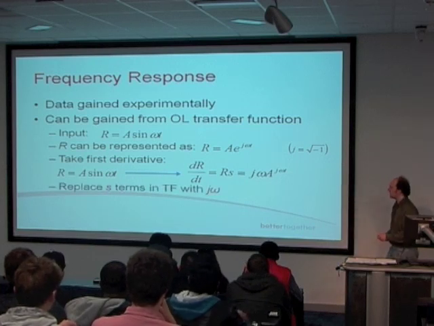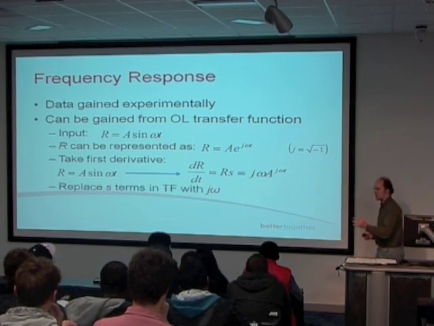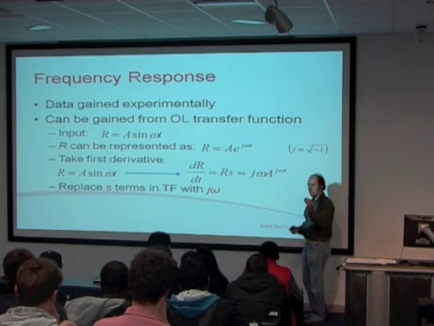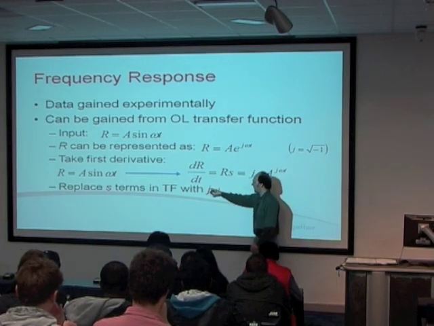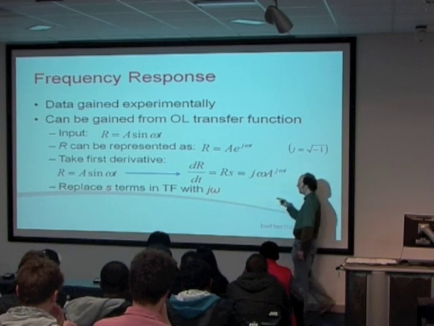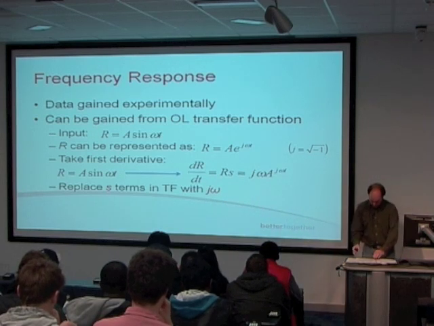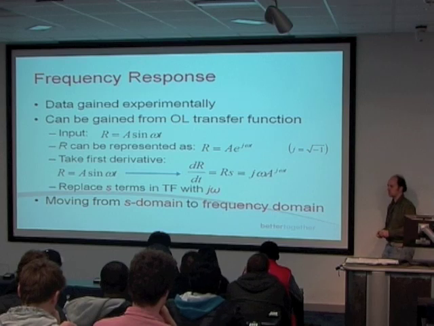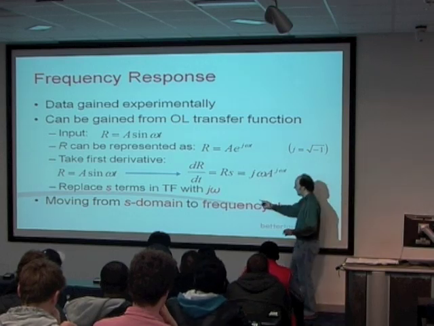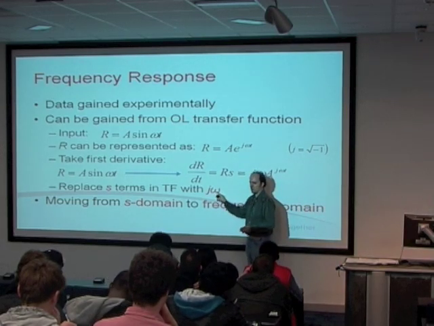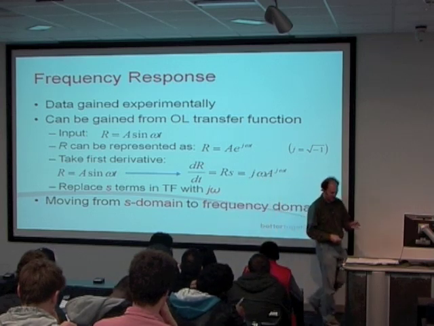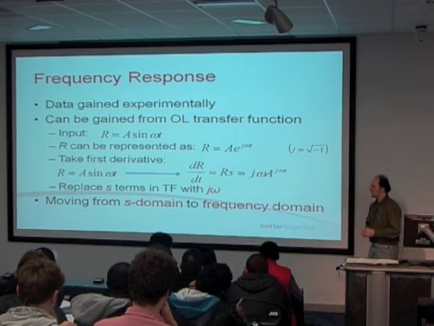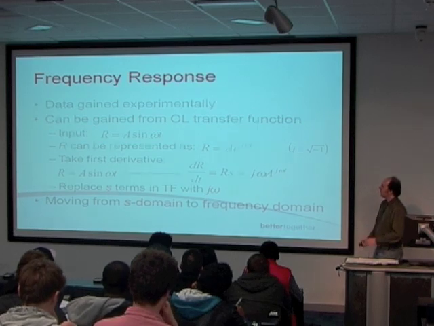And so what you do is you take your transfer function in the s domain, and everywhere you see an s, you replace it with j omega. Everywhere you see an s, you replace with j omega. And this allows us to move from the s domain to the frequency domain. And we've got a frequency domain where the driving frequency is omega. Don't be scared by the complex number. It's nice and easy to deal with.